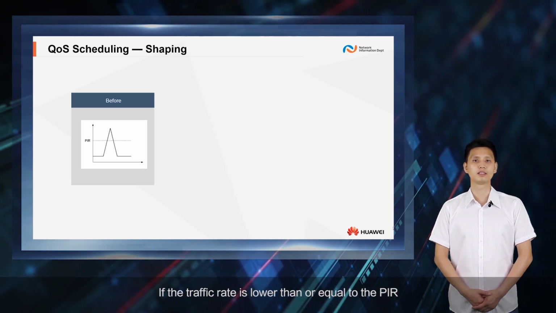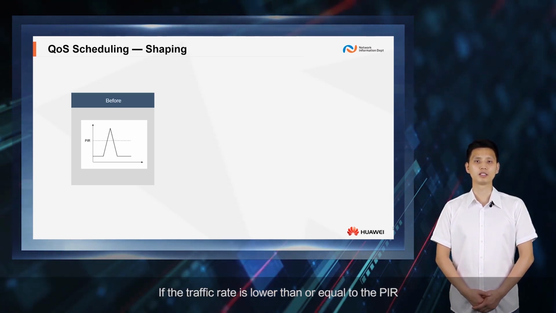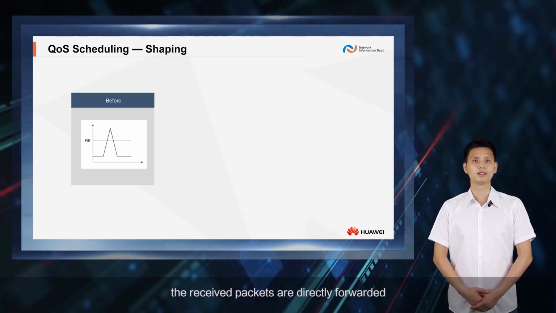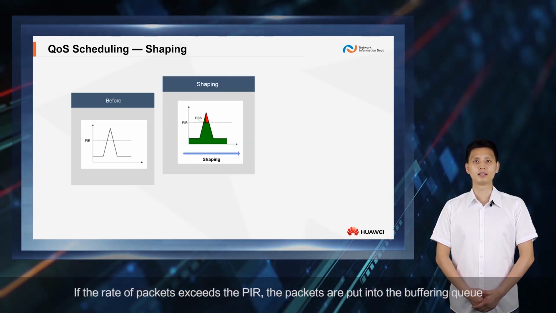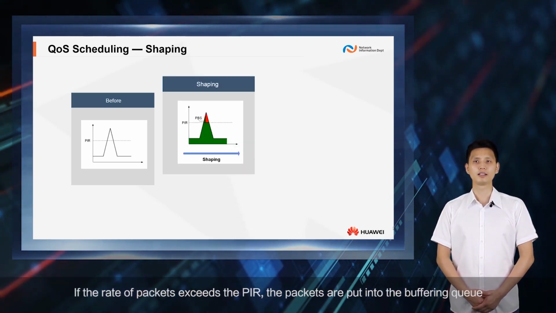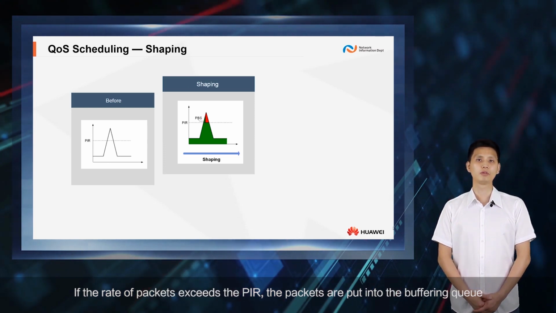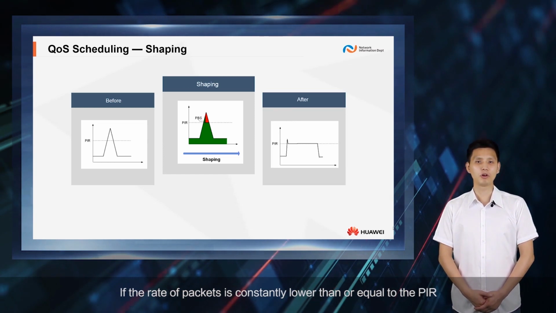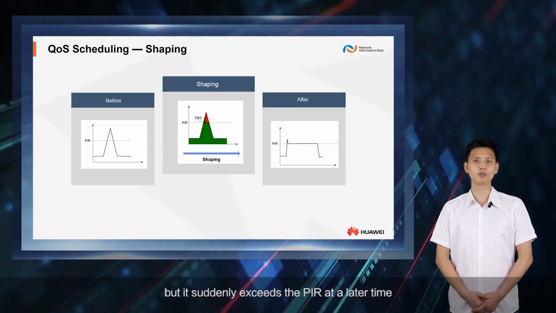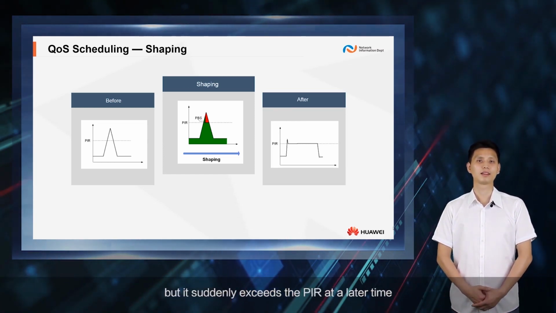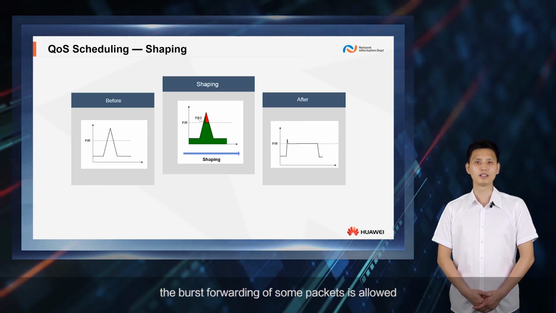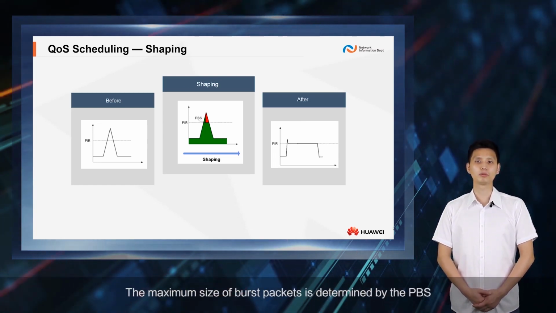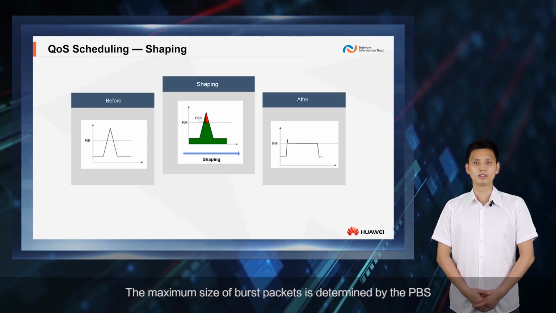If the traffic rate is lower than or equal to the PIR, the received packets are directly forwarded. If the rate of packets exceeds the PIR, the packets are put into the buffering queue. If the rate of packets is constantly lower than or equal to the PIR, but it suddenly exceeds the PIR at a later time, the burst forwarding of some packets is allowed. The maximum size of burst packets is determined by the PBS.